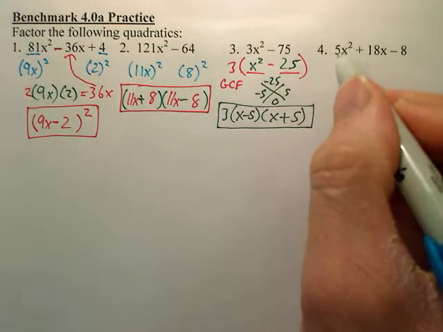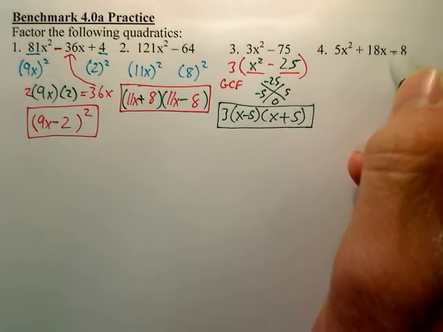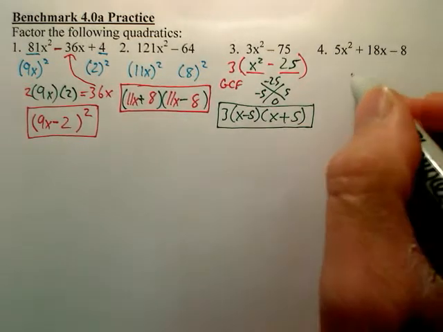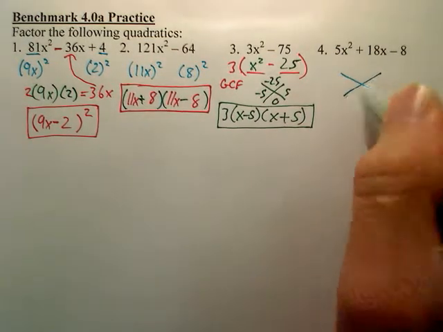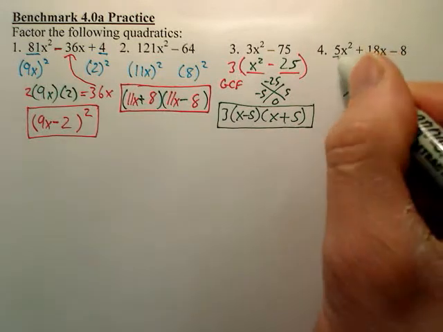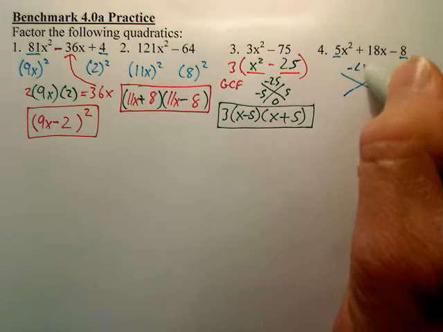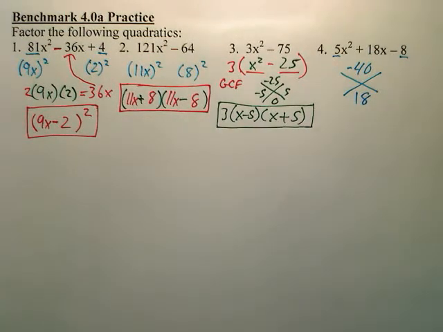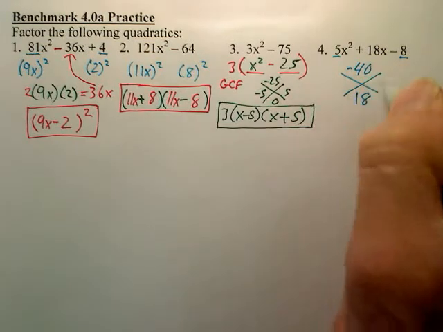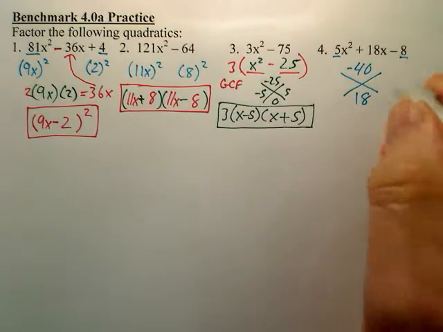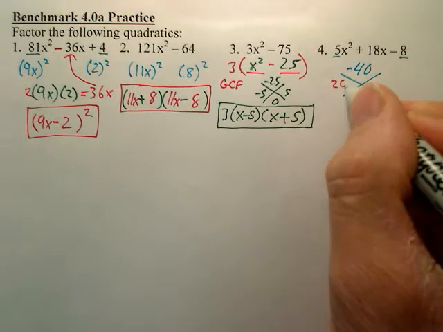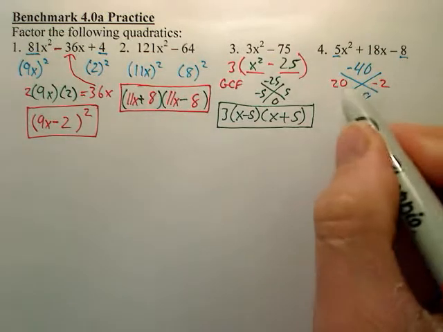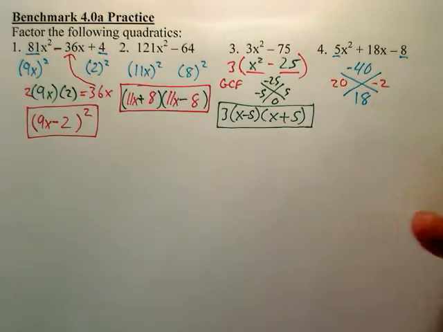The last problem, is there a GCF? No. Are these end values squares? No. Okay, we have to fall back to our other method where we multiply these two numbers, the 5 and the negative 8, and you're going to get negative 40, and bring the 18 down. What two numbers multiply to get negative 40 and add to get 18? I'm seeing a 20 and a 2. And I believe this one's going to be negative. This times this is negative 40, this plus this is 18.